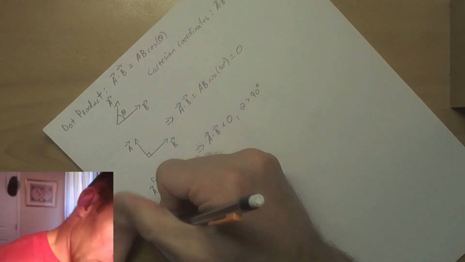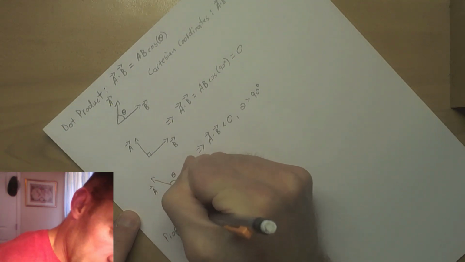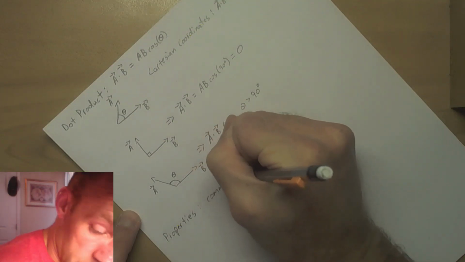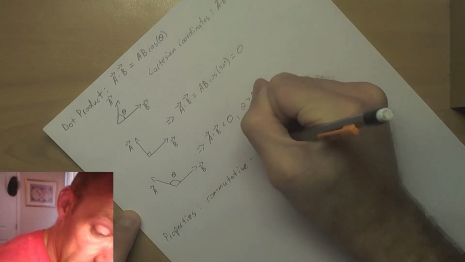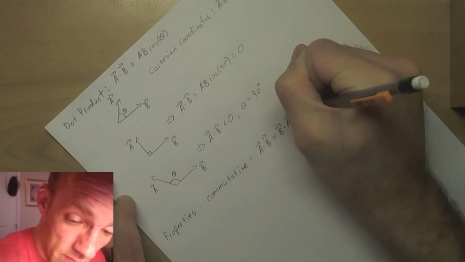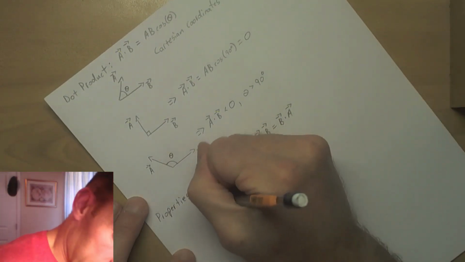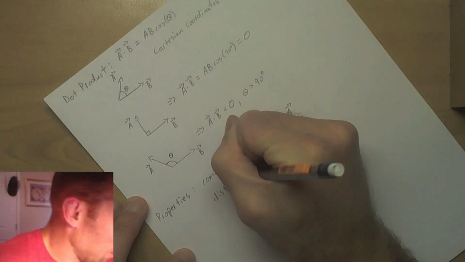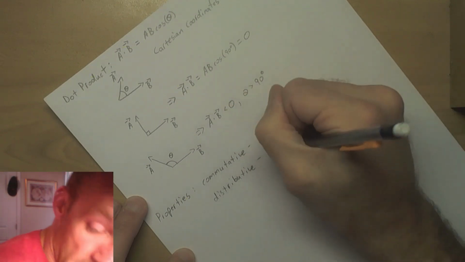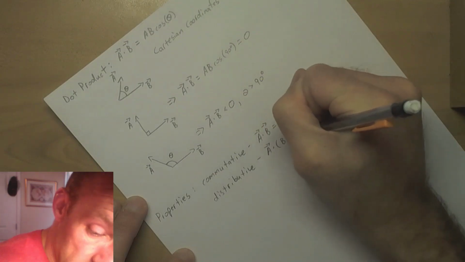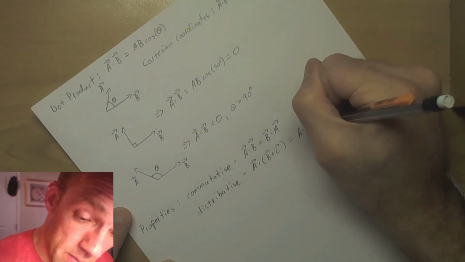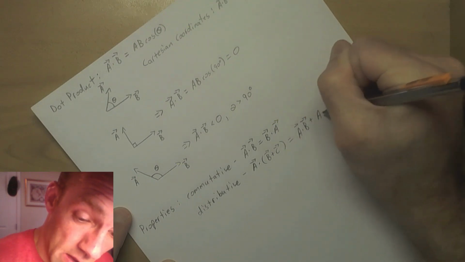All right, so properties of the dot product. It's commutative, which means that A dot B is equal to B dot A. And distributive, meaning that if I have A dotted with the sum of B and C, that is equal to A dot B plus A dot C.